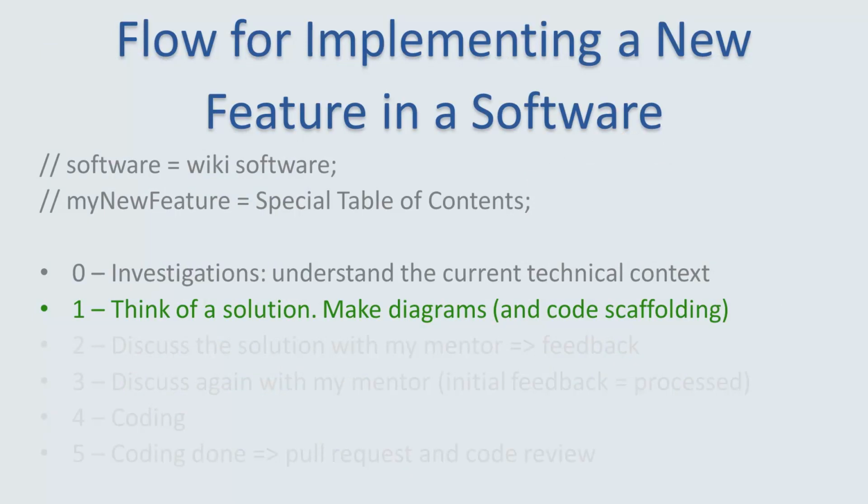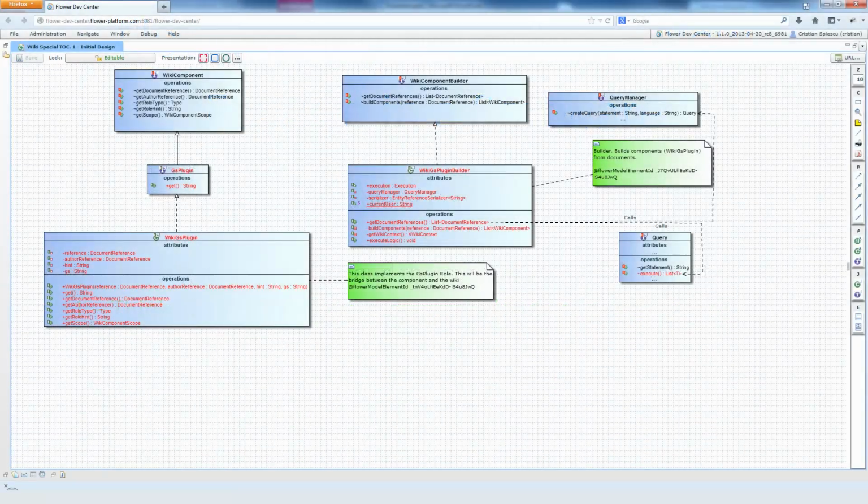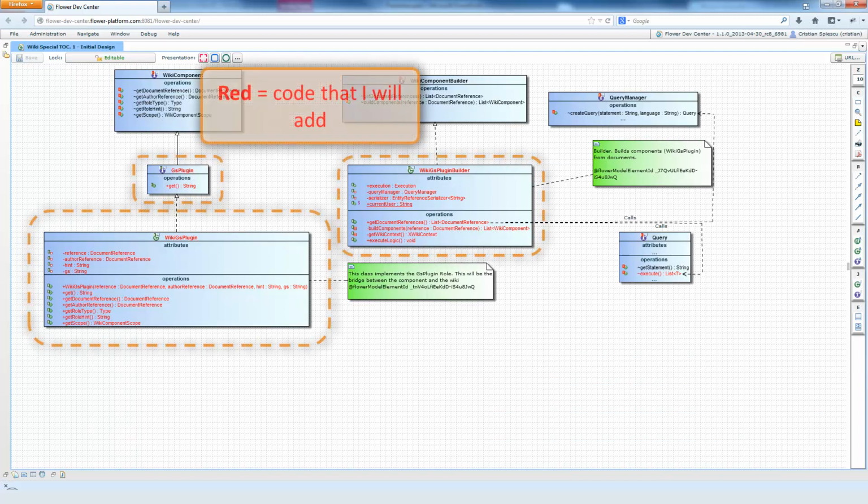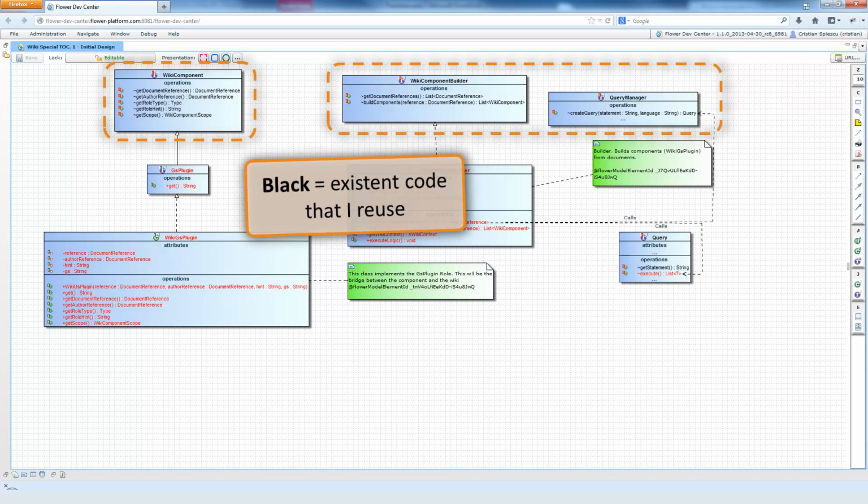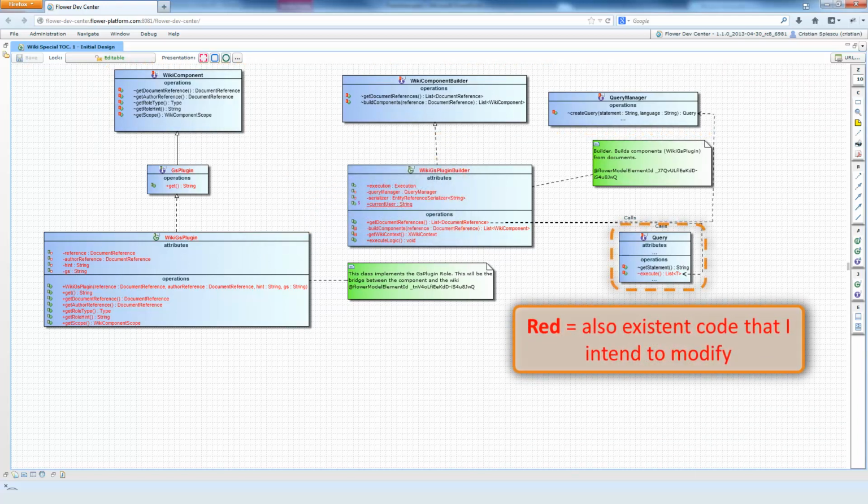I put my ideas on diagrams, which look like this. Please notice the font colors. They have a meaning. I marked with red the code that I will be adding. In black is the code that exists and that I will reuse. And with red also the code that exists but I intend to modify. For example, I want to use the execute function from the query core class. But I want to make a slight modification so that it fits my needs. So I mark it here with red.